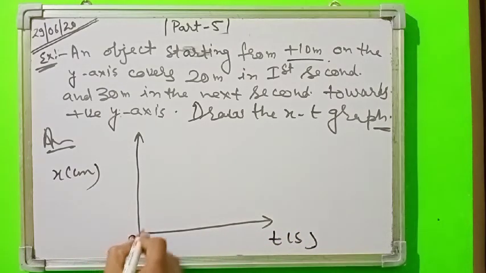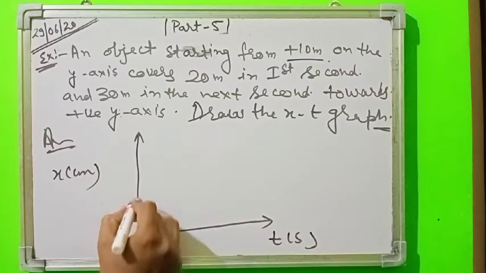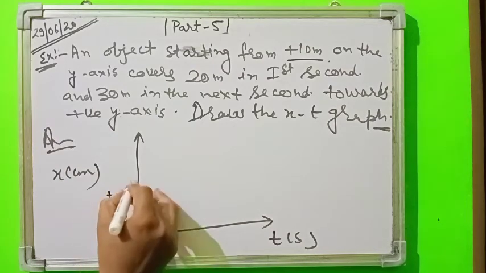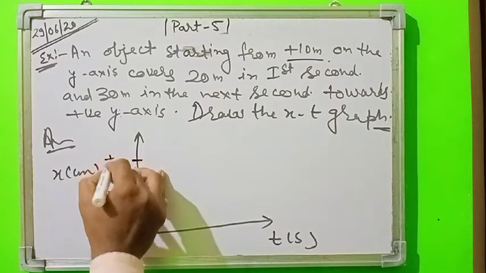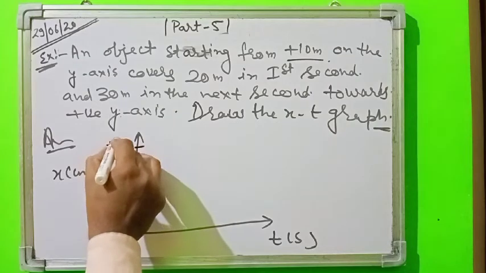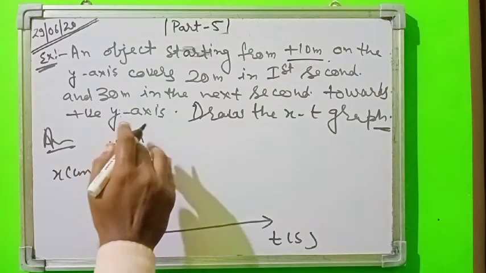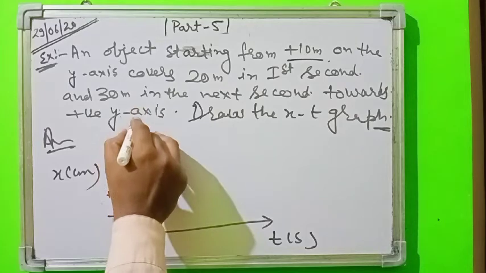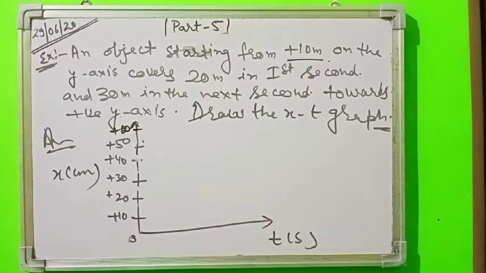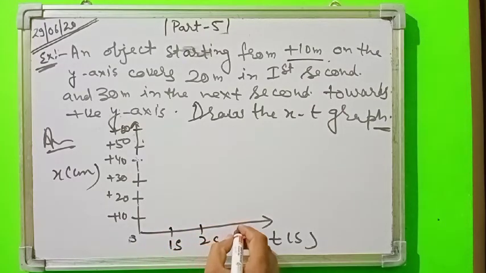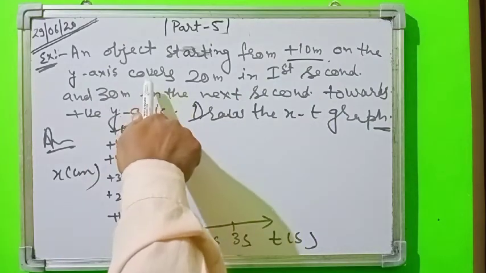So this is 0, plus 10, plus 20, plus 30, plus 40, plus 50, and then plus 60, and the time is 1 second, 2 second, 3 second. So what is the plus 10 meter on the positive y-axis?